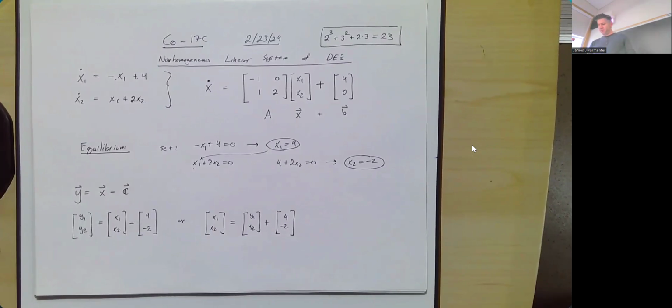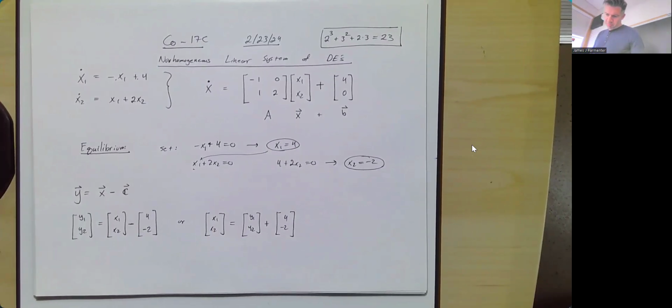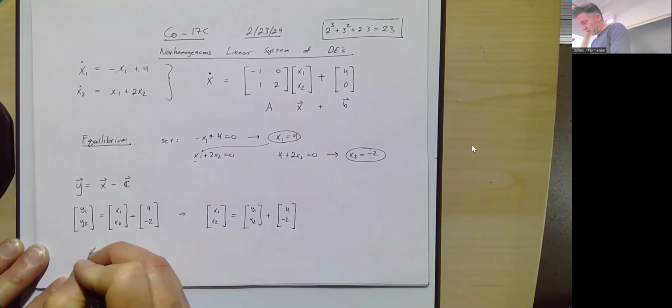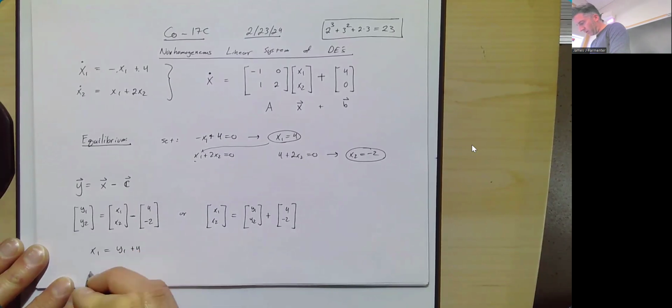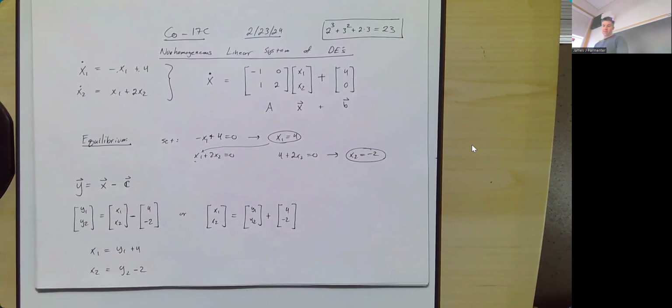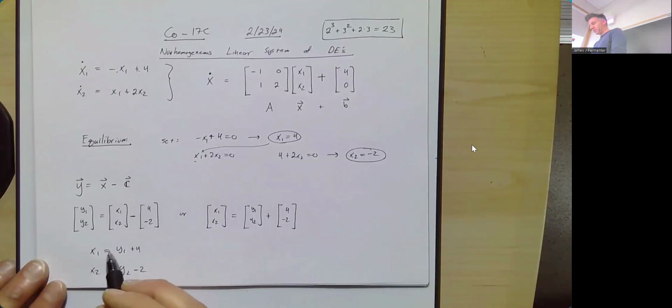And then if we take the derivative, interesting here. So then we've got our new set of equations. x1 equal to y1 plus 4, x2 equal to y2 minus 2. And now let's differentiate both sides. Sorry, I know I keep going back and forth here. All right. So if we differentiate both sides of this, look what we've got.